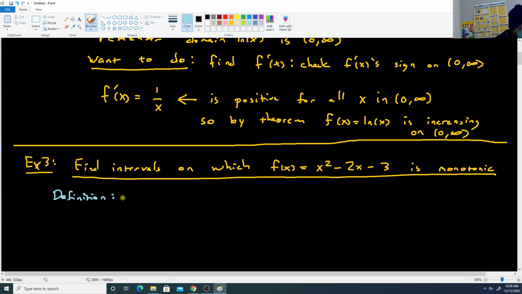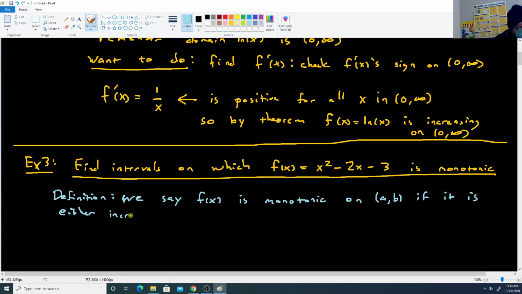Definition of monotonic. We say f of x is monotonic on an interval a to b if it is either increasing or decreasing on a to b. So this is our definition of monotonic.